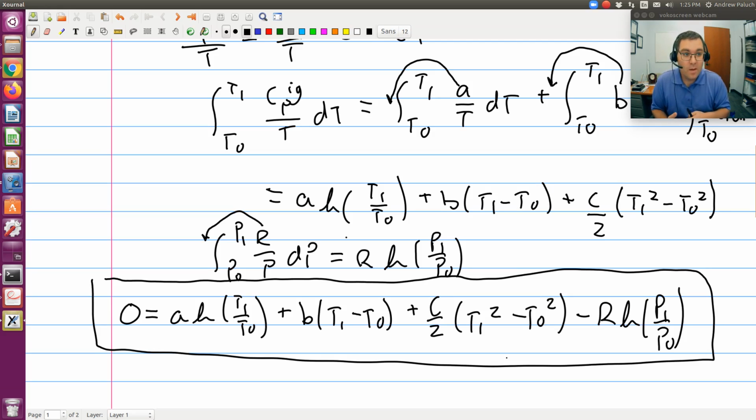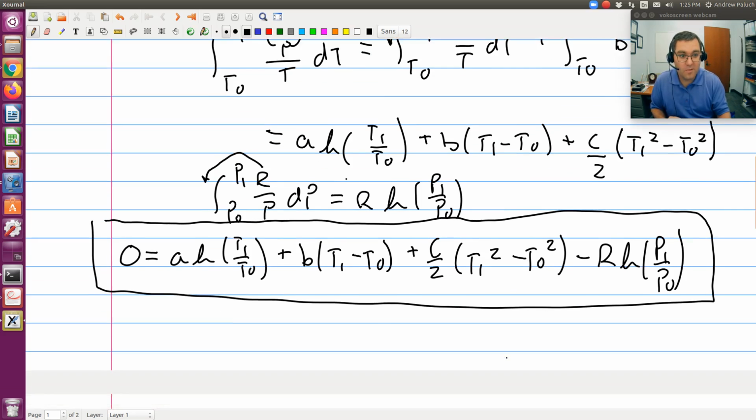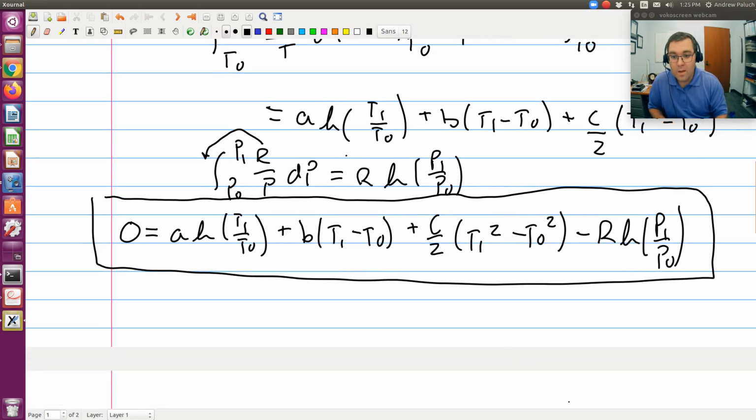Okay, but anyways, when I look at this final expression, I know T naught, right? T naught's known, P1 and P naught are known. R is just a constant. Then A, B, and C are known parameters that were given for a heat capacity model. So here, the only unknown is T1. So I have a single equation with a single unknown.